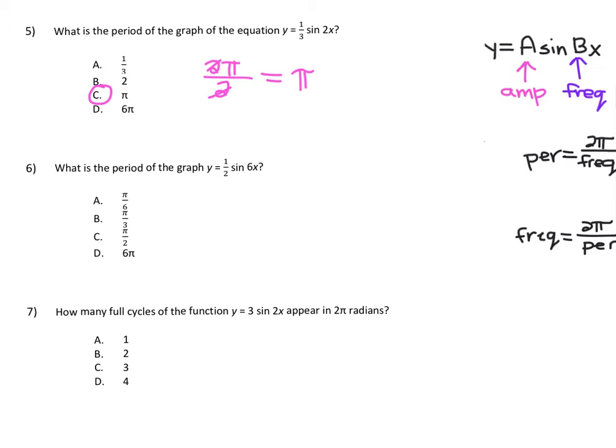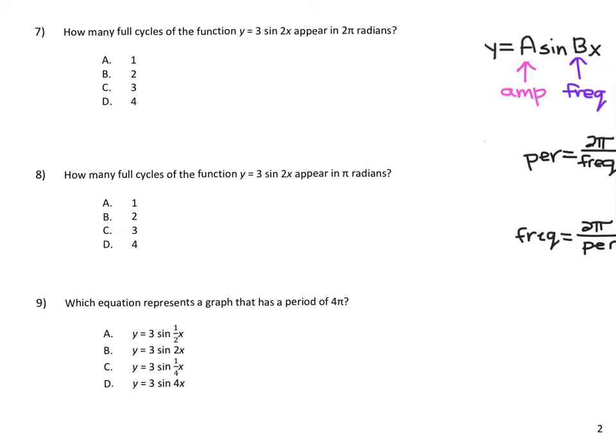Okay, so number 6 is asking the same thing. They want us to find the period. So again, period is equal to 2 pi over the frequency. And in this case, the frequency is 6, the number in front of the x. All right, well, since 2 over 6 simplifies to 1 over 3, this would be 1 pi over 3, which just is pi over 3. So that is letter B.